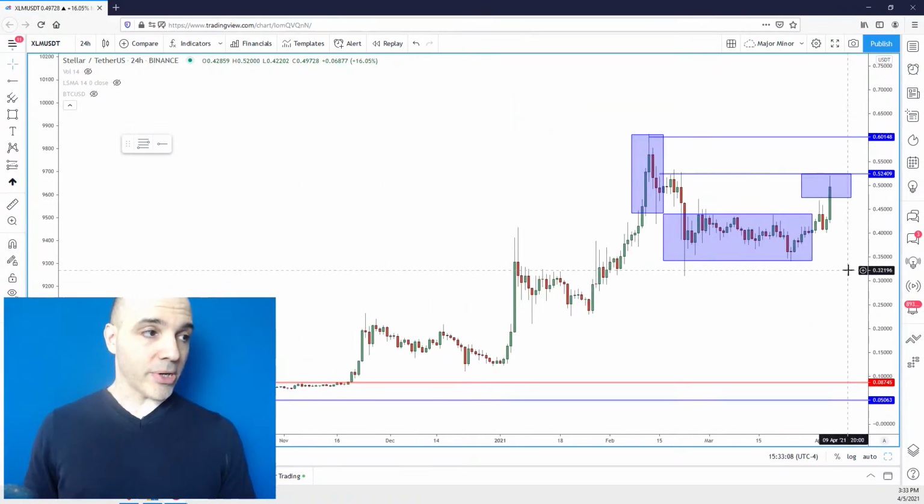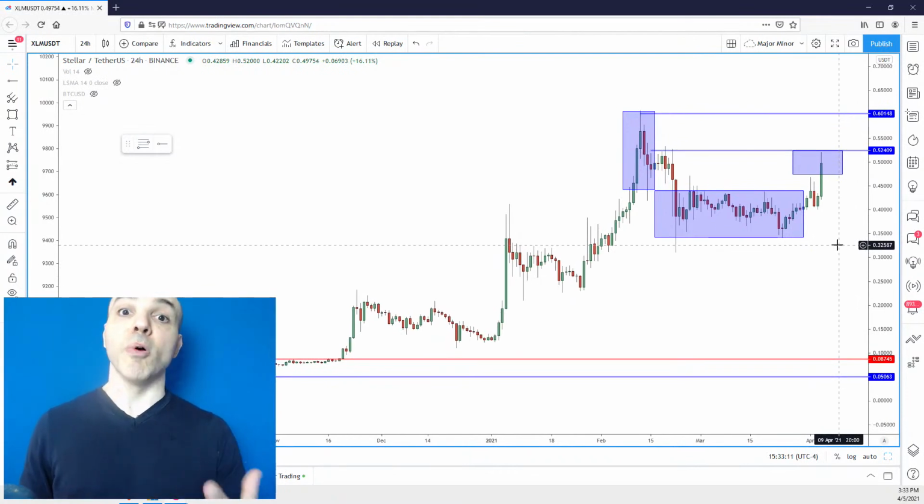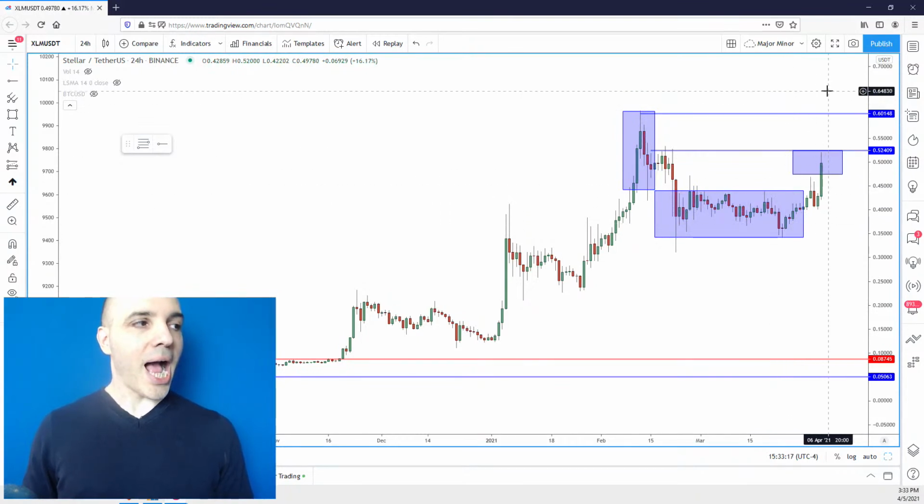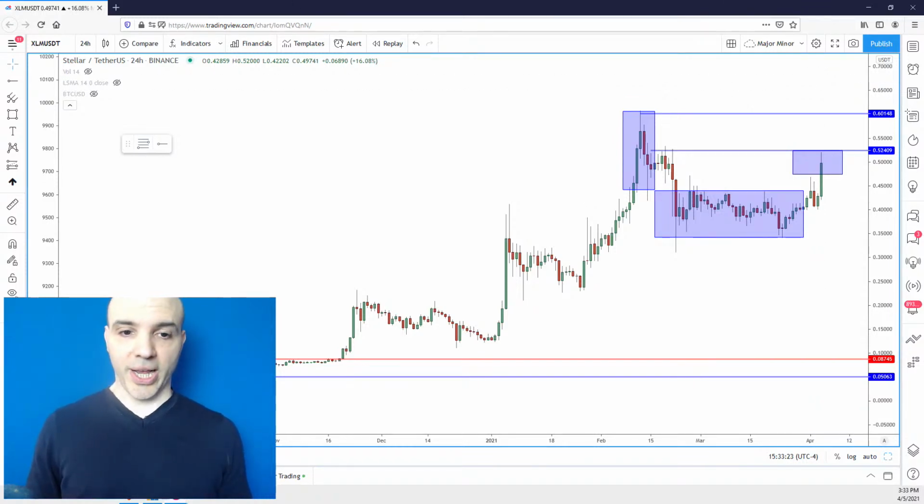Overall structure is bearish. Overall structure is bullish, I meant to say. And you do have this higher low consolidation, which means a higher high is within reason. So I'd give it that chance. I mean, if you took all the pain up to now, you might as well give it a chance. Okay, so that's what I have to say about XLM, which is Stellar Lumens. Thanks for asking about that.